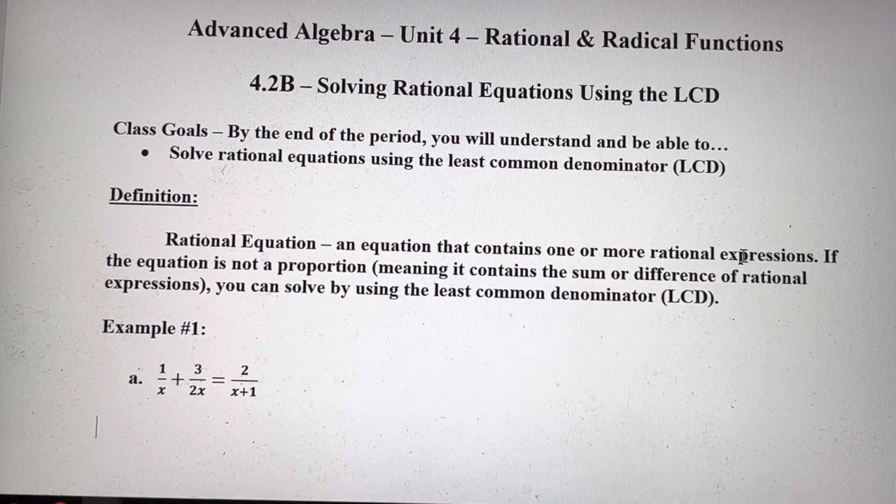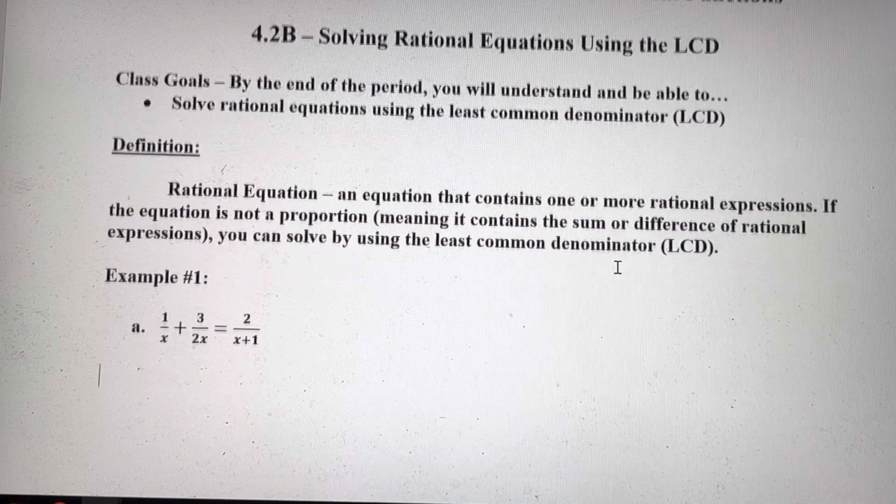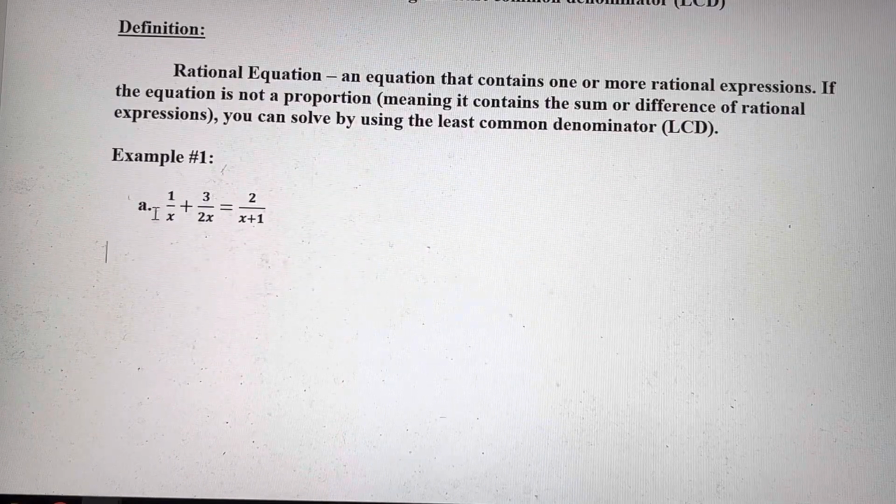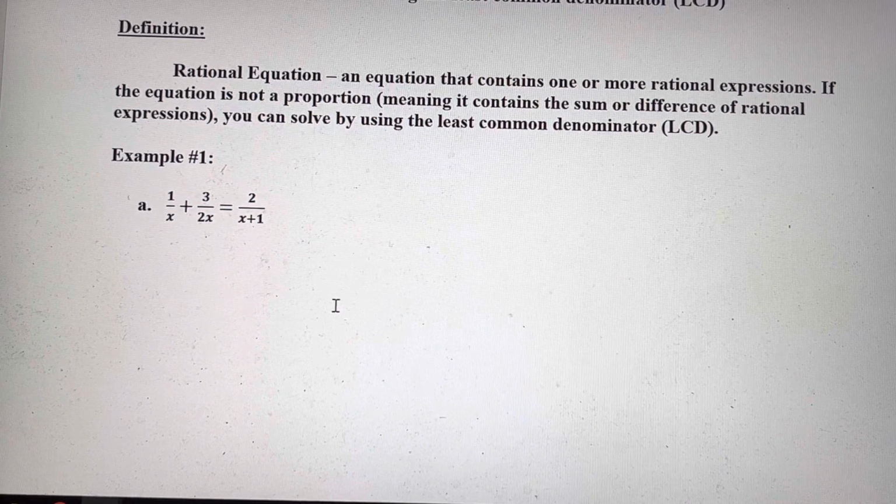All right, guys, so in this video, we're going to solve rational equations using the LCD, or the least common denominator, okay? So first thing we want to do, in example 1, we want to look at each of the ratios here, each of the fractions that make up this rational equation, okay? And we want to determine what the least common denominator is between x, 2x, and x plus 1, okay?